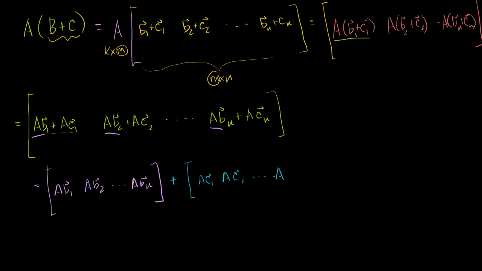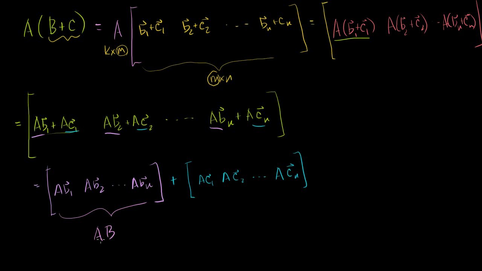And we just then have the matrix A times the column vector Cn. These represent these terms. So clearly, if I add these two matrices, I just add the corresponding column vectors, and I'll get this matrix up here. But what is this equal to? This right here, by definition, this is the matrix A times the matrix B.